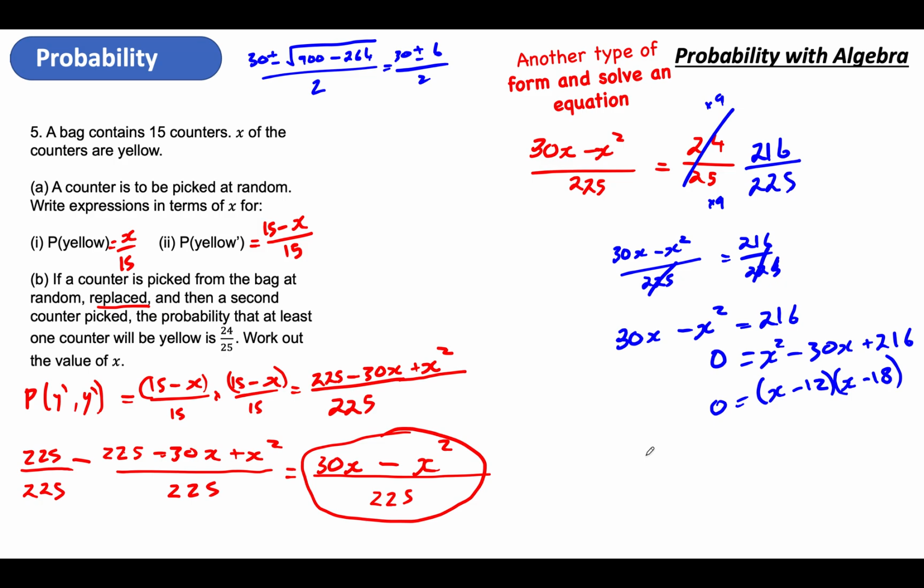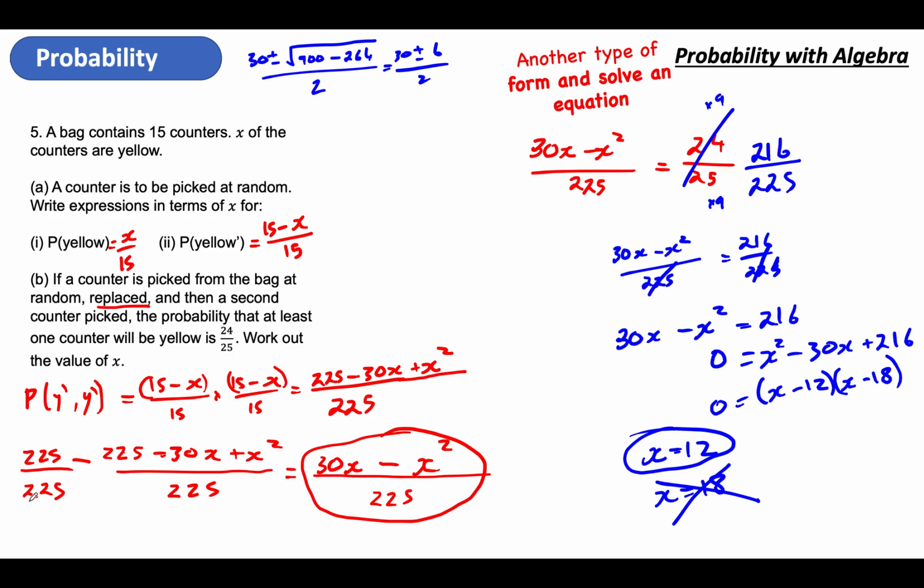One of them is 12, and the other one is 18. Now, seeing as there are, sorry, let's put that down, 12, either x equals 12 or x equals 18. But seeing as there's only 15 counters, 18 must be wrong, which is why it is 12. Okay, but that factorizing is kind of hard to spot, but otherwise.